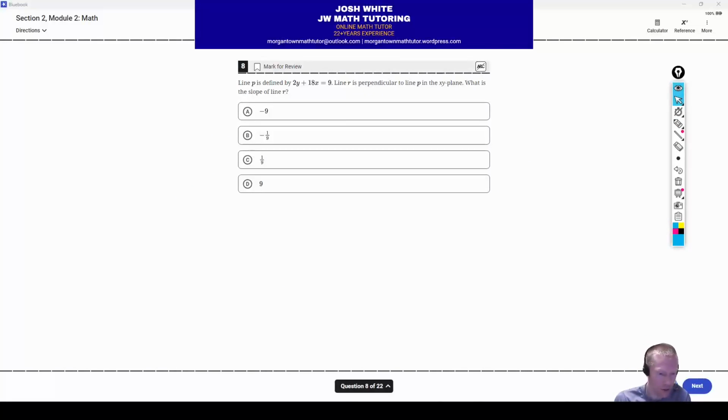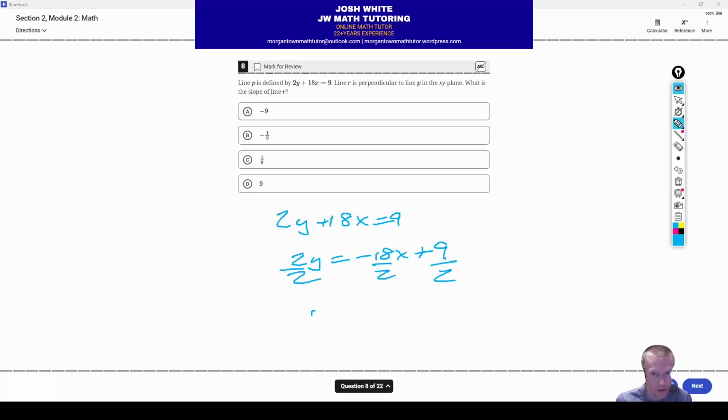Okay, next question, number 8. Here we have another line, and we have a line which is perpendicular to it. We want to know the slope of this perpendicular line. So this line right here, you can just find its slope by putting it into slope-intercept form. Just subtract the x term over to the right, divide by 2. You get y equals negative 9x plus 9 halves. So the slope of line P will be negative 9.